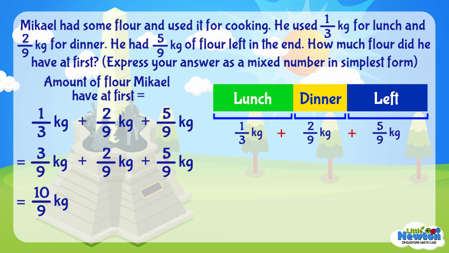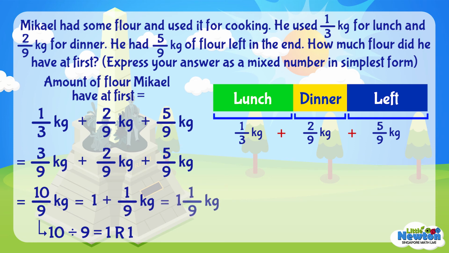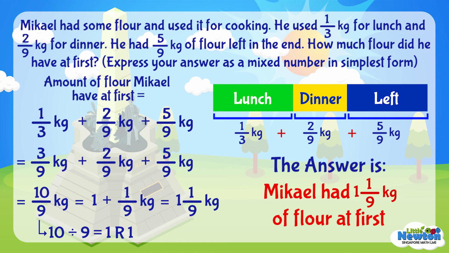Do you know how to convert an improper fraction to a mixed number? First, we have to simplify the fraction. Then, we divide the numerator by the denominator to get a whole number and a fraction. 10/9 expressed as a mixed number is 10 divided by 9 equals 1, with remainder 1. The result is equal to 1 plus 1/9, which equals 1 and 1/9. Hence, Mikael had 1 and 1/9 kilograms of flour at first.